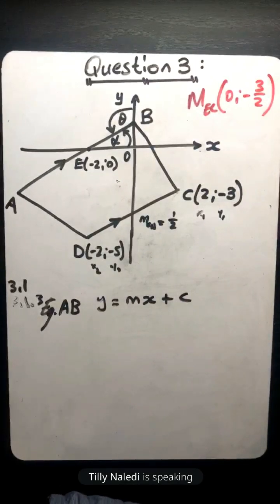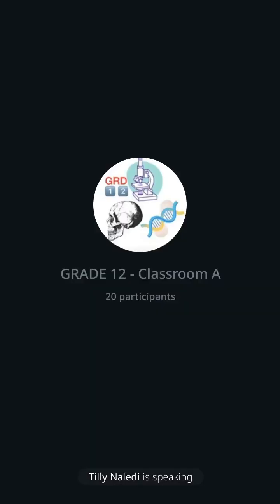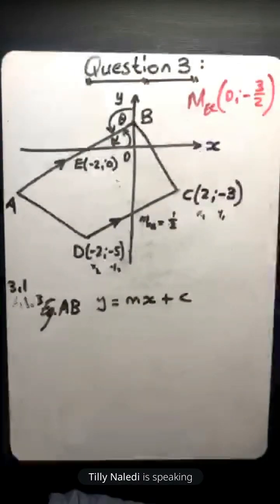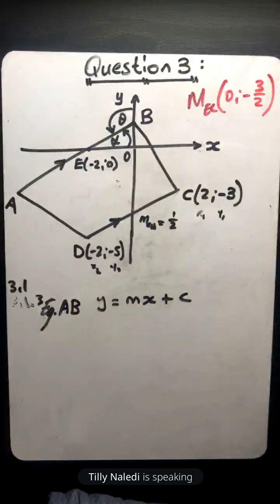Since we know the gradient of AB, and we also have one coordinate of E, which is -2 and 0, we can substitute them in, where y is 0 and x is -2. Then we also put in the gradient, but we are still looking for c. That's where you can look for c. After that you go to your y equals mx plus c.